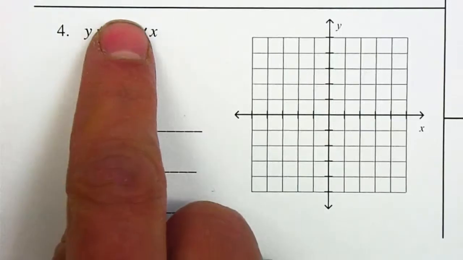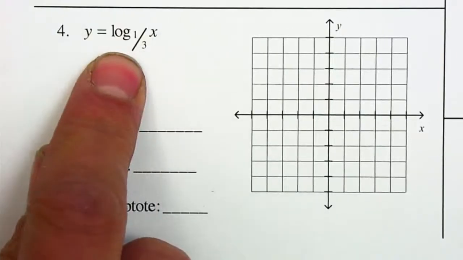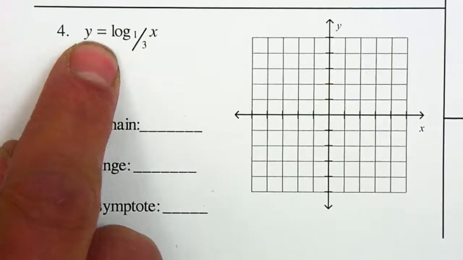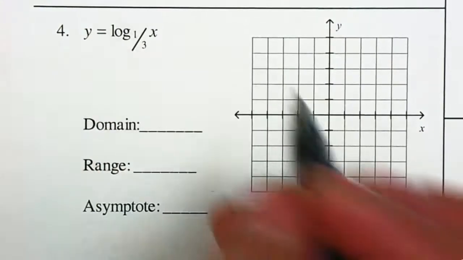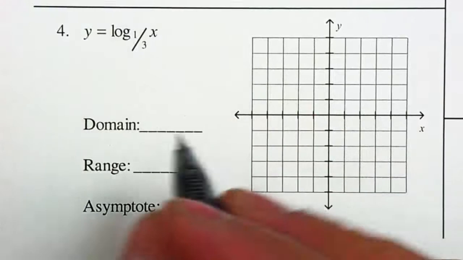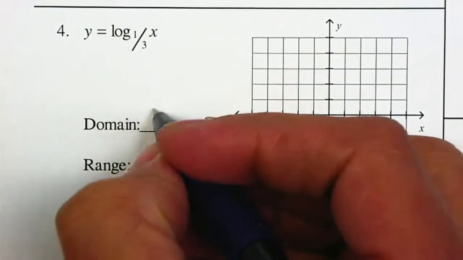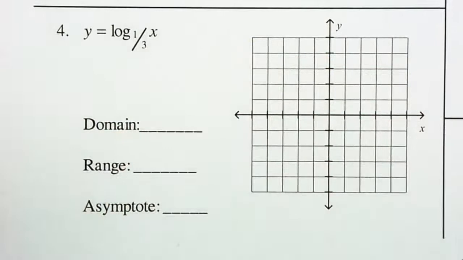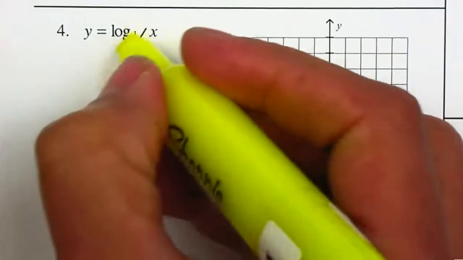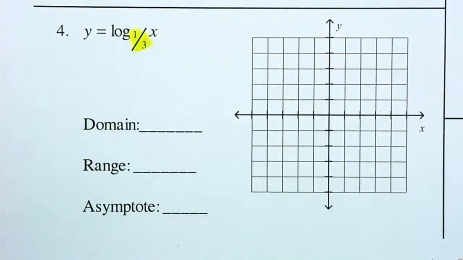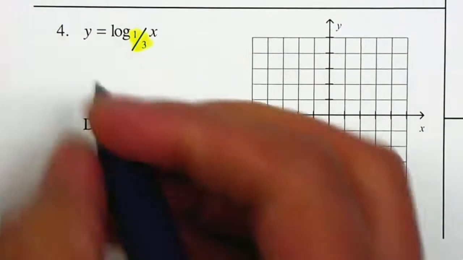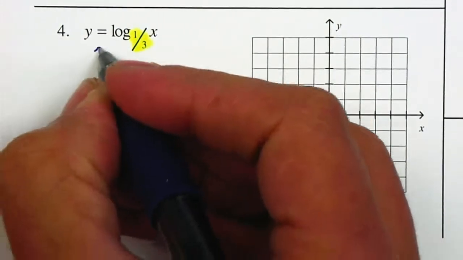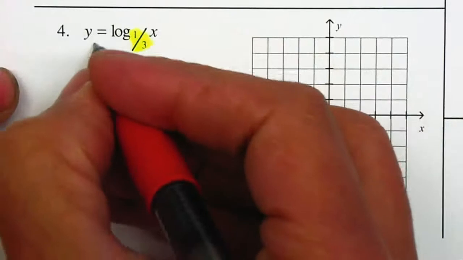Sketch the following equation and state the components. So they give us a log function. Now remember, logs are inverses of exponential functions, and to determine whether it's growing or going down, I look at the value of b, the base. In this case it's 1/3. Since it's less than 1, I know it's going to be decreasing, so it's going to be something like this, and in this case my asymptote will be a vertical asymptote.